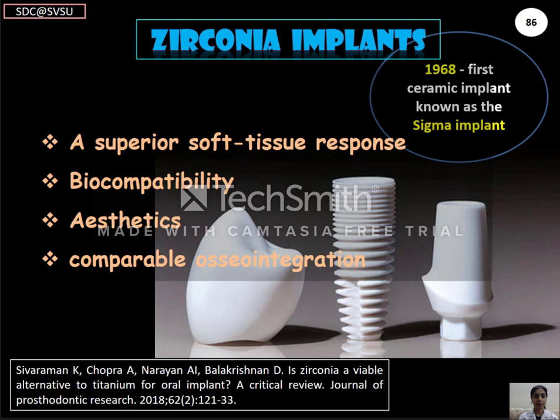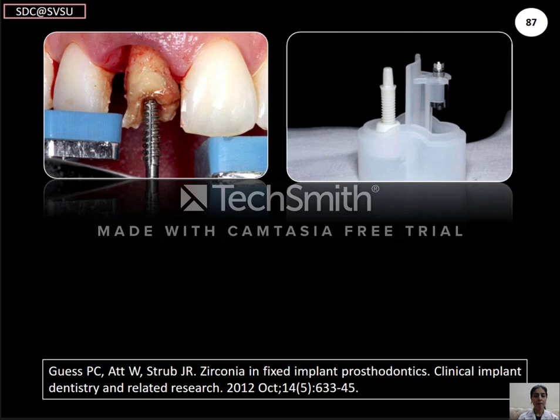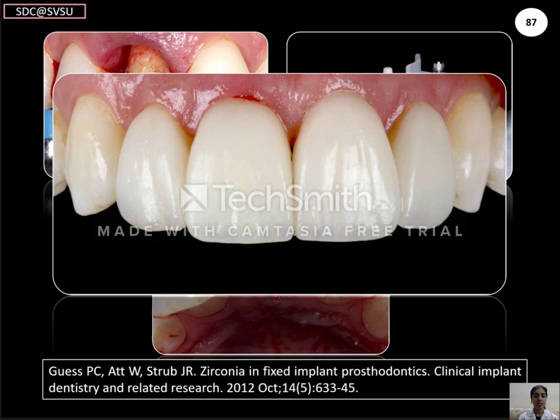This is a case report showing zirconia in fixed implant prosthesis. The root stump was extracted and the ceramic implant was then placed along with bone graft, and the final prosthesis was given to the patient after 3 months of healing.